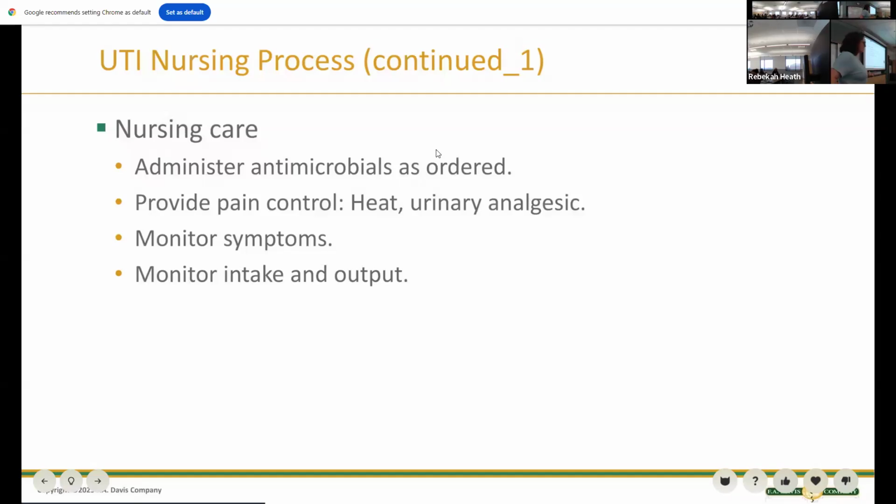We're going to monitor their symptoms, right? Especially if they're in a long-term care facility or hospital, we're going to ask them, hey, I took care of you yesterday. You said it really burned when you peed. Does it burn as much now? Is it better? Is it worse? We're going to compare from what they had already. And then we're also really going to look at intake and output.